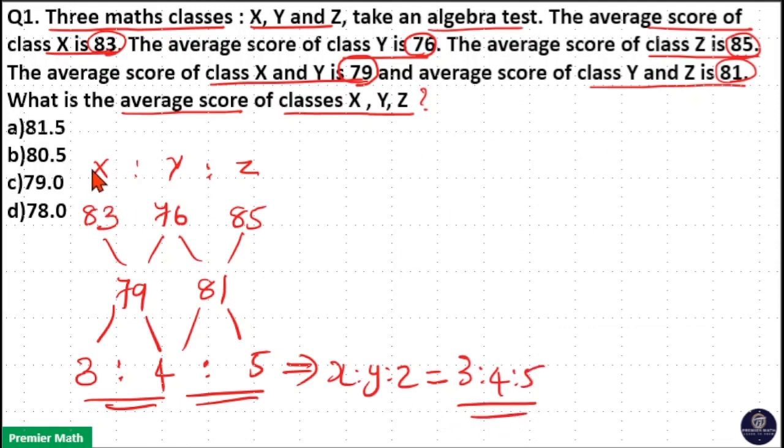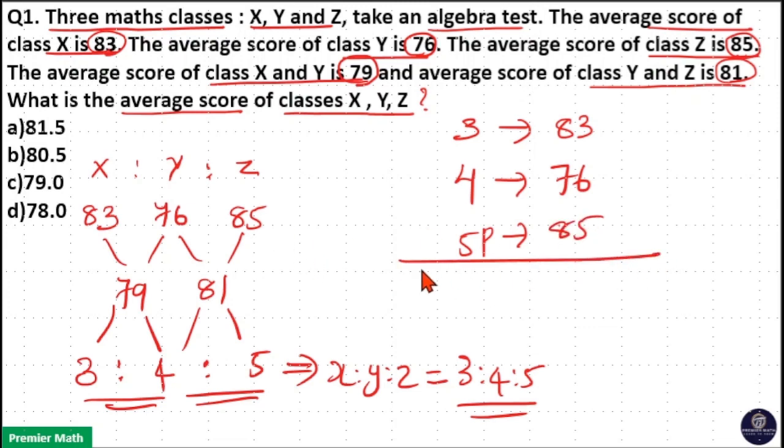Here, X is 3-part, Y is 4-part, Z is 5-part. Then, if I am taking X average as 83, which means 3-part average is 83. So, I write 3-part instead of X. Now, 4-part average is 76. Y average is 76 means 4-part average is 76. Now, Z average is 85 means 5-part average is 85.